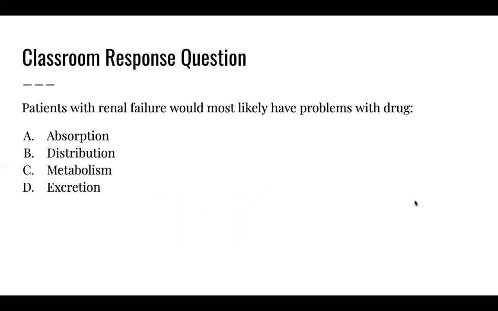All right, we did touch on this. Patients with renal failure would most likely have problems with drug. Which one of the pharmacokinetics? Excretion. So our kidneys excrete the drug and get them out of the body. What's the main organ that metabolizes drugs? It is the liver. Good job.